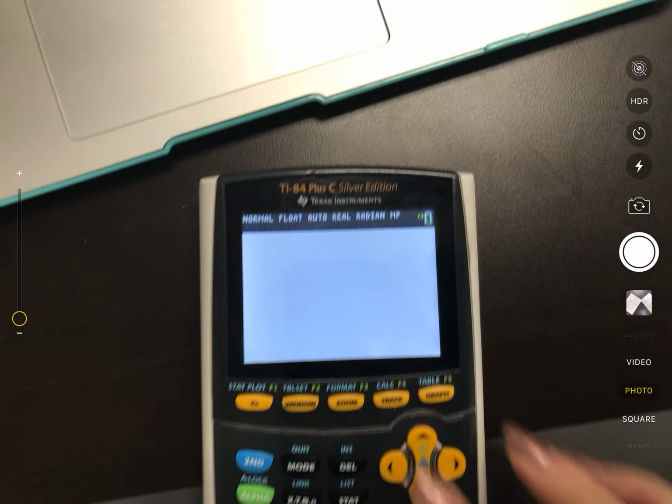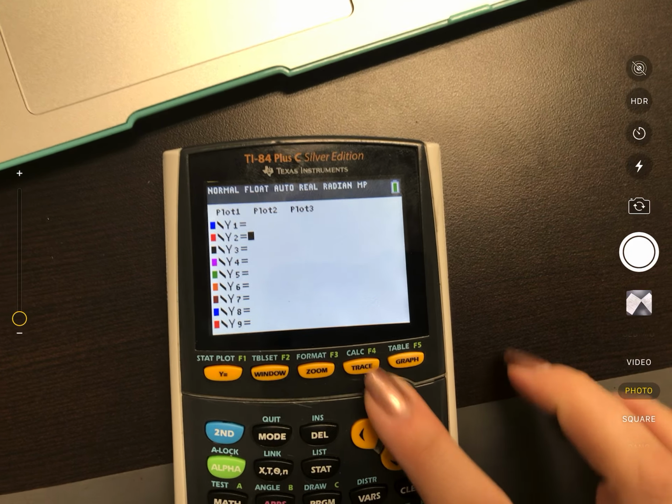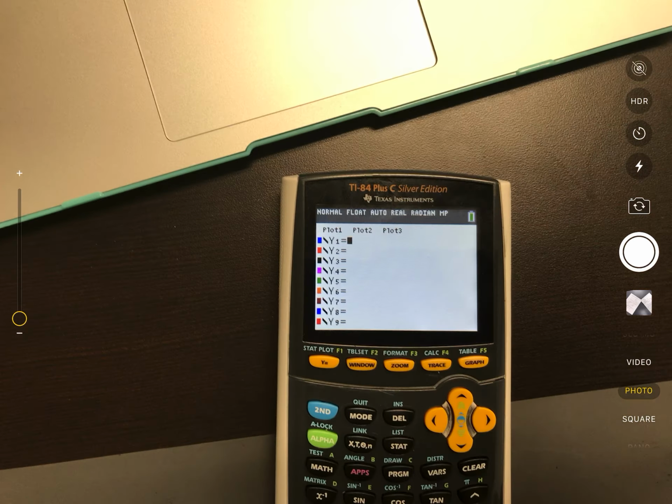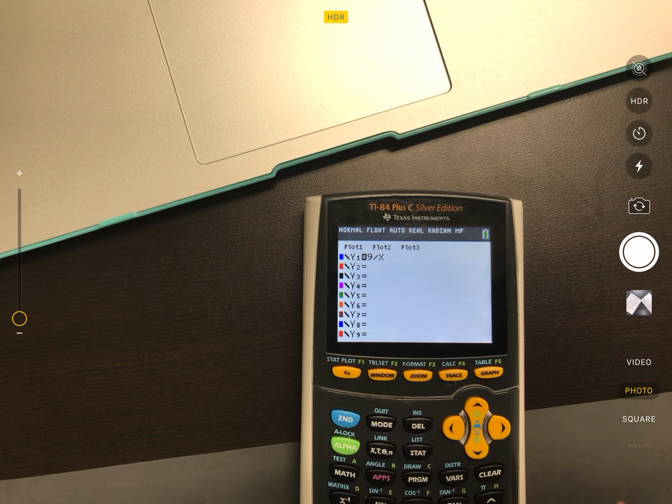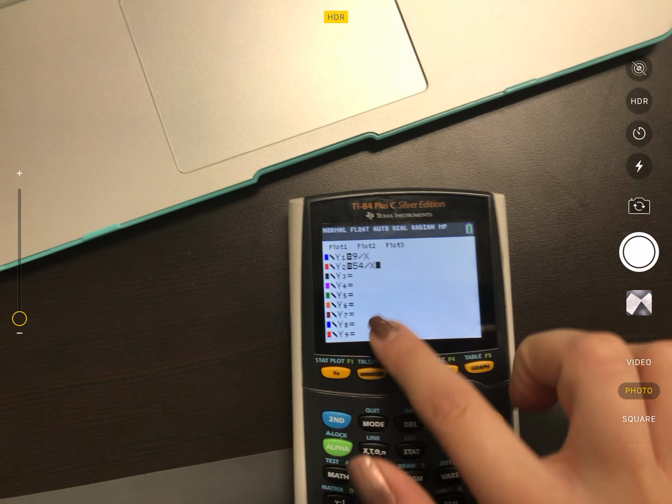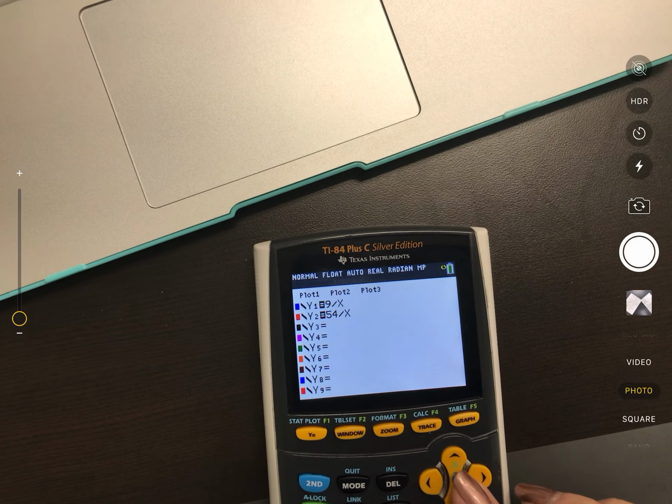So I'll show you what I mean by that. Let's say we're trying to find factors of 9 and 54. Go ahead and clear these. So if I want to try to find factors, I would do 9 divided by x, and then 54 divided by x. Now this calculator trick is different from the previous one.